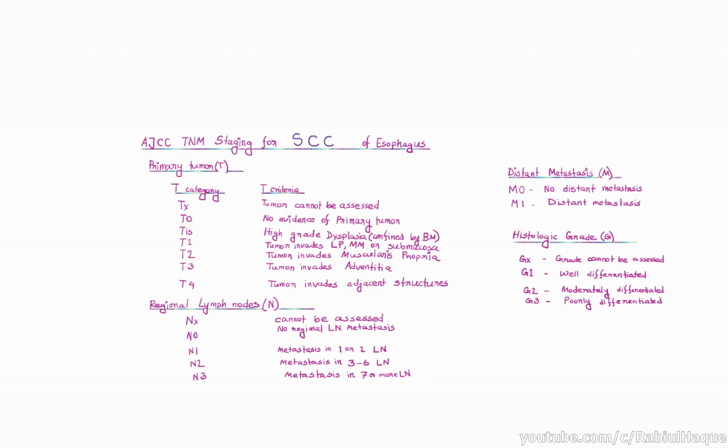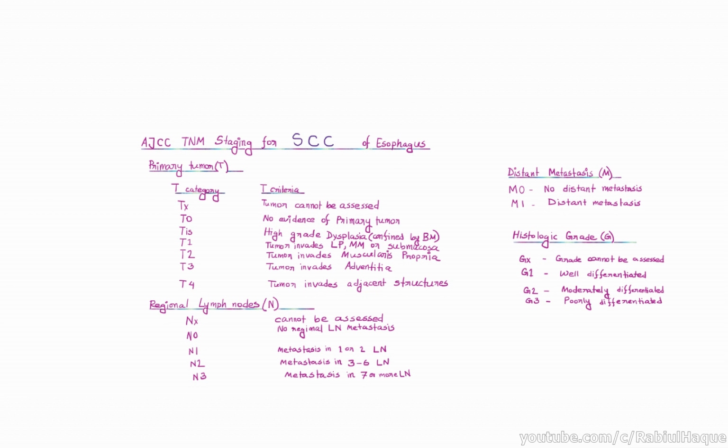So in the T category, we have TX, T0, TIS, and then T1 up to T4. So what do we mean by TX? It means here the tumor cannot be assessed. T0 means there is no evidence of primary tumor. TIS, always remember, IS stands for in situ. So we know what we mean by carcinoma in situ. So that is actually this category.